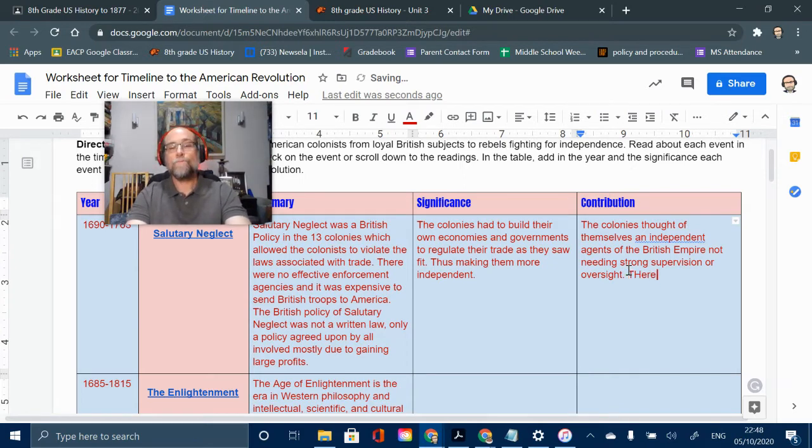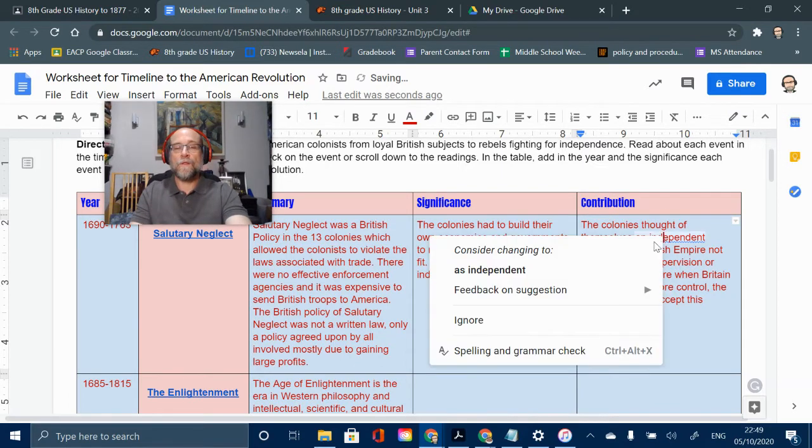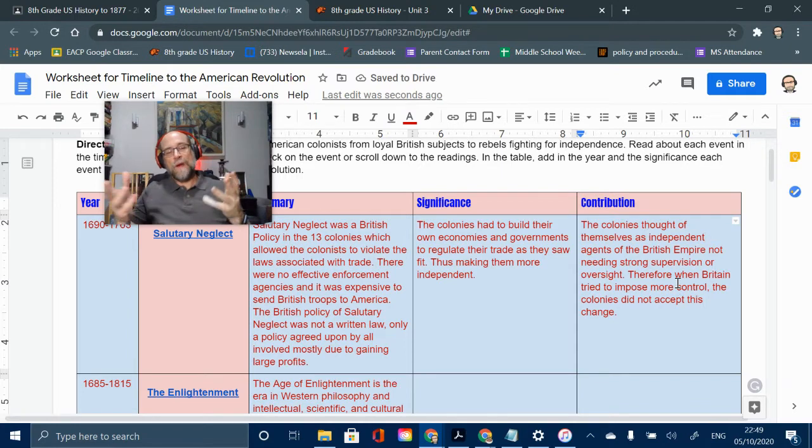Therefore, when Britain tried to impose more control, the colonies did not accept this change. It'd be kind of like your parents letting you do something you want to do, and then turning around and saying you can't do it anymore, and they never supervised you on it in the first place.